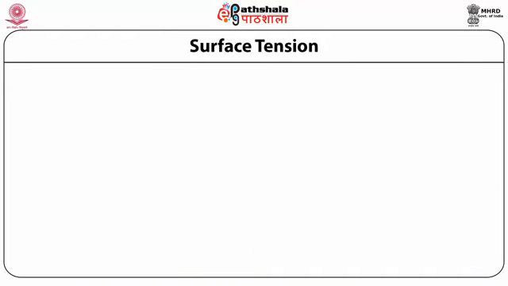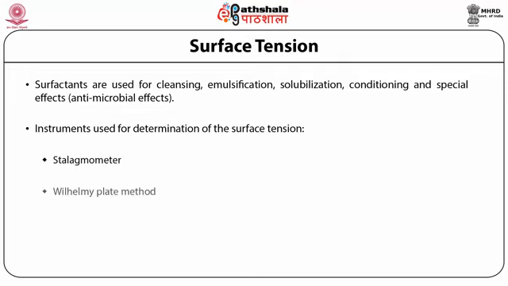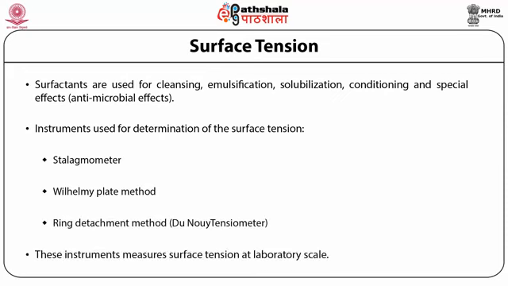Today, surfactants are used to produce stable and elegant cosmetic formulations. Surfactants are used for cleansing, emulsification, solubilization, conditioning, and special effects like antimicrobial effects. The surface tension, as discussed, is determined by various instruments like the stalagmometer, Wilhelmy plate meter, and ring detachment method, which is also known as the du Noüy tensiometer. These are the instruments used for determination of surface tension, and they measure surface tension at laboratory scale.